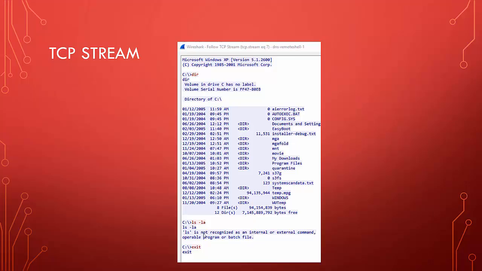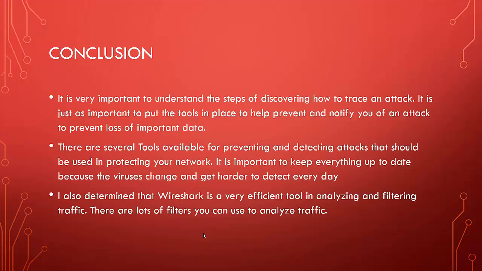Wireshark's a great tool to use. Foremost is great for carving, and Snort is also great to notify you of things on your network that you don't want on there. Malware's crazy. It's really cool to read about this and learn about it. It's important for everyone to understand the steps of discovering how to trace an attack. It is just as important to put the tools in place to help prevent and notify you of an attack, to prevent loss of important data.